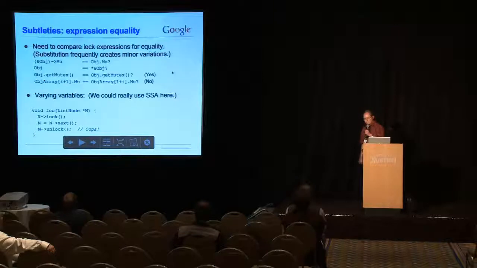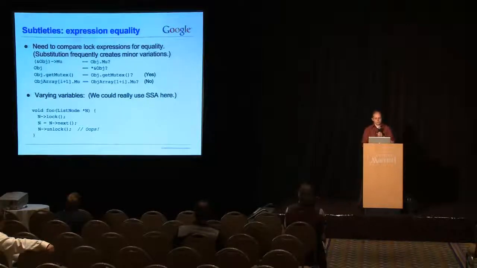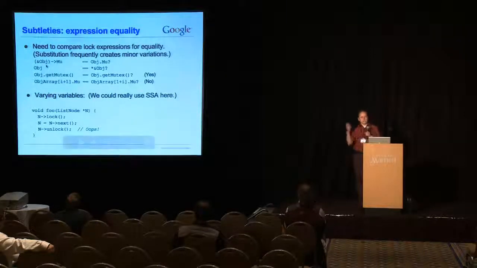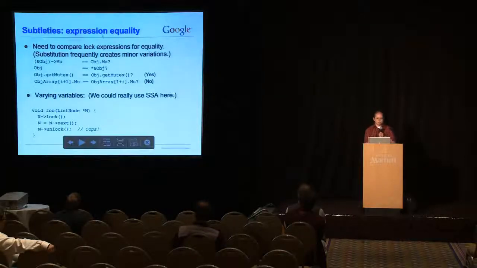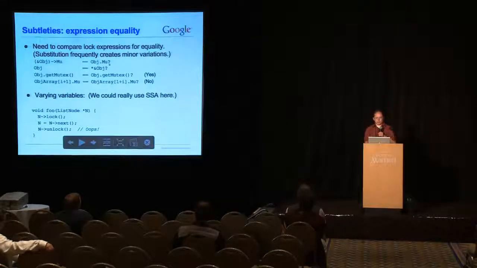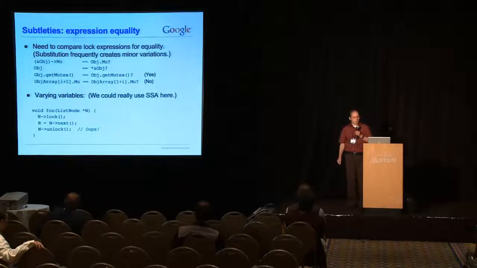Another subtlety is expression equality, because as you notice, especially when you do these substitutions, you often get minor variations. So if you take the address of an object and you use the arrow operator, is that the same as just doing a dot off of the object? Similarly, you can have other combinations that simplify to the same thing. A tricky bit is if you call a function off an object, are those two expressions equal?